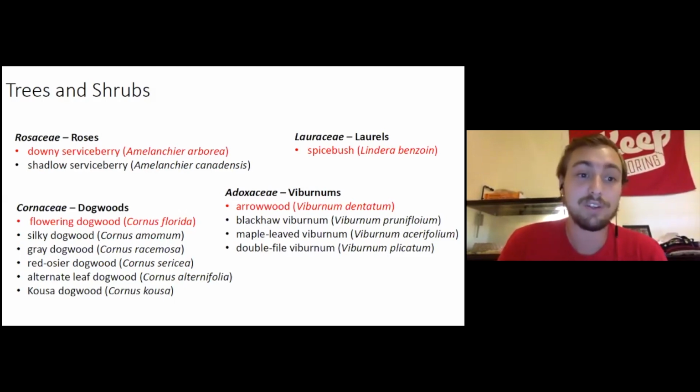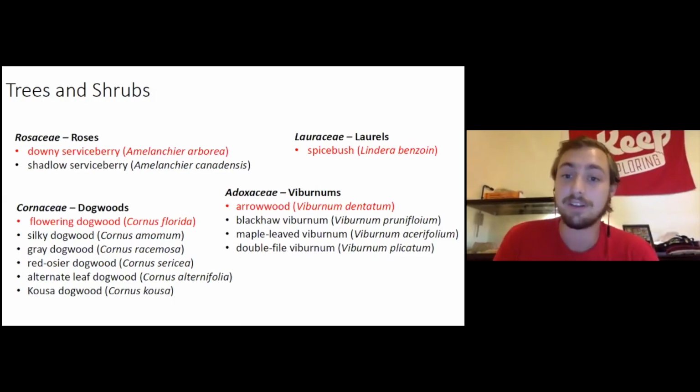We will also focus on flowering dogwood, a nice understory tree in the dogwood family. And we'll take a look at how that dogwood compares with some other native dogwoods, which are actually more shrubby than the flowering dogwood. And then in our viburnum, our Adoxaceae family, which also includes elderberries, we'll focus on our arrowwood, our Viburnum dentatum, and also look at 2 other native viburnums, as well as a very invasive double file viburnum. I forgot to mention also in the dogwood, we're going to look at Kousa dogwood, which is a Japanese dogwood variety that is popularly planted, and there are actually a few at Woodend.